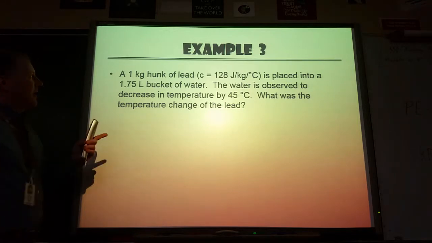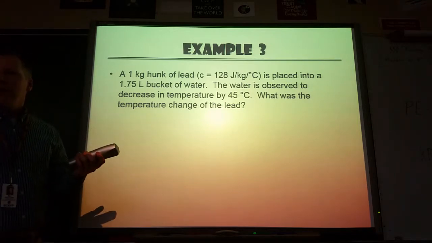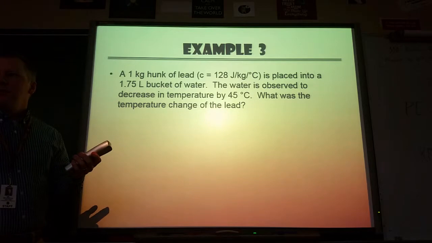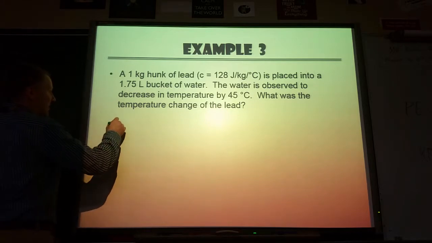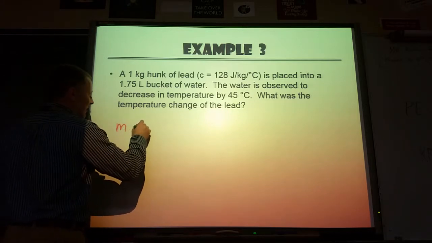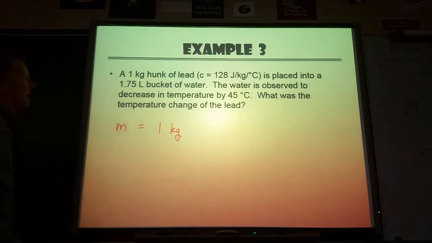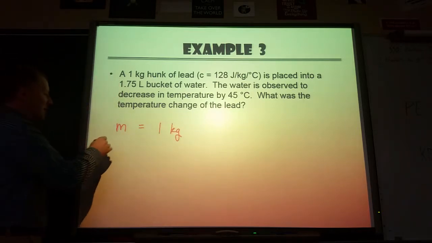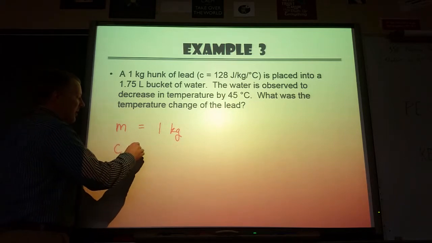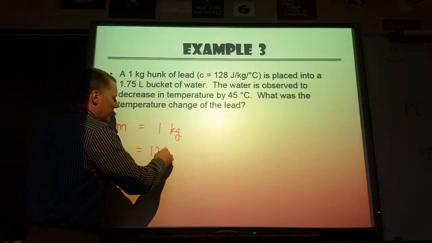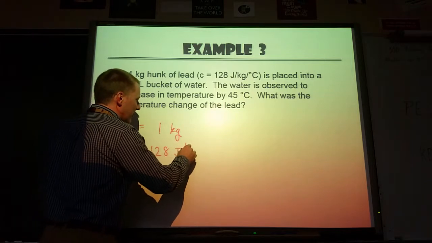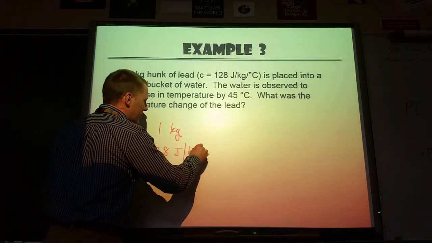We've got a 1 kilogram hunk of lead. So what's that 1 kilogram represent? Mass. It's a mass. Okay, we know specific heat is 128 joules per kilogram per degree C.